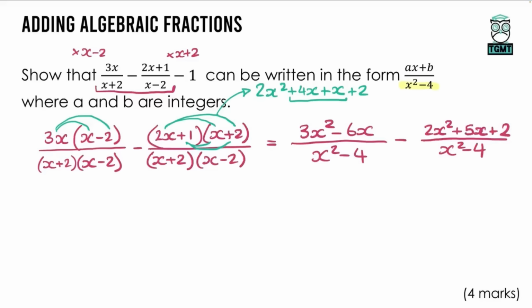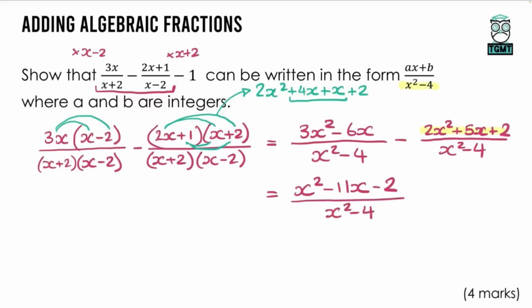Now we do have to subtract these fractions, so I need to be really careful, because when I subtract the 2x squared, I'm going to be subtracting the positive 5x. I'm going to be subtracting the 2, looking at this numerator up here and being really careful with that. So we have 3x squared on the numerator, take away 2x squared, that leaves us with x squared. We have negative 6x, take away 5x, that's minus 11x. And then we have nothing, take away 2, so minus 2. And that's all over x squared minus 4.